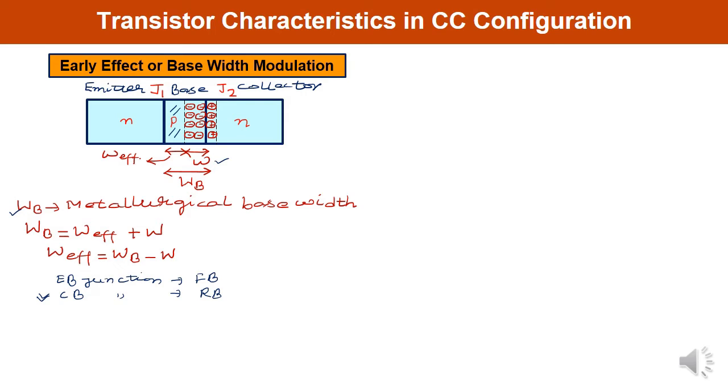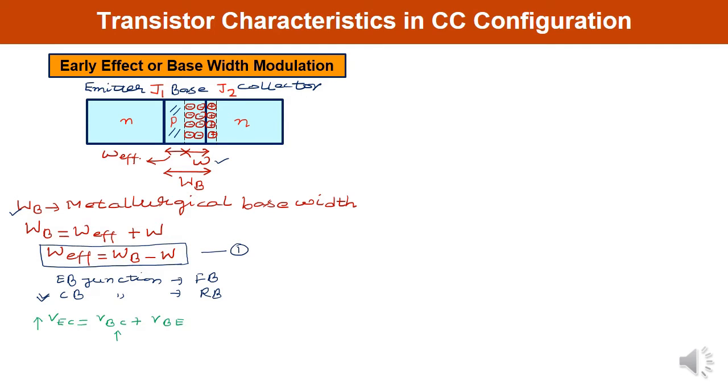Now you can write down this WB. This is equal to what? W effective plus W. From here you can write down W effective is nothing but WB minus W, where WB is fixed. So what is going to happen when you are increasing the reverse bias potential across the collector base junction? At the same time, let me write down the equation. You know that VEC is equal to VBC plus VBE. So when you are increasing VEC, VBC will also increase.